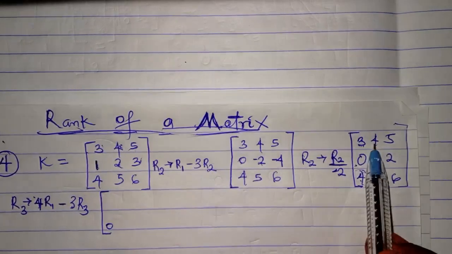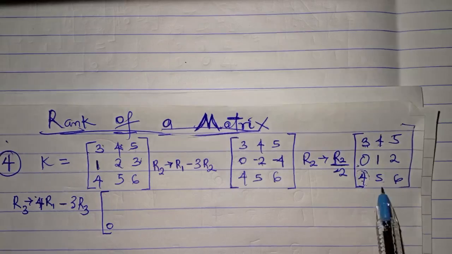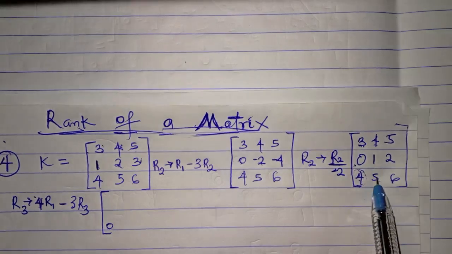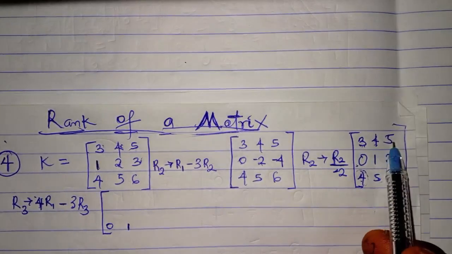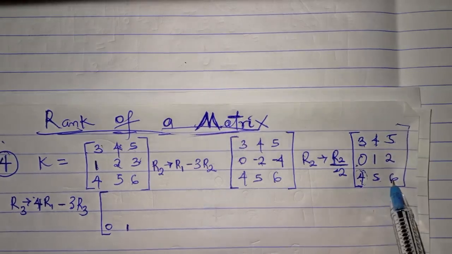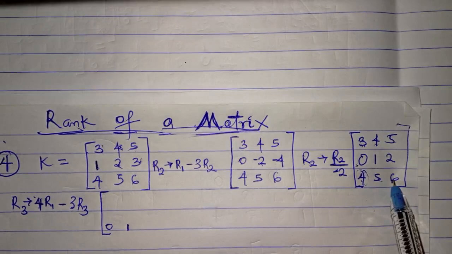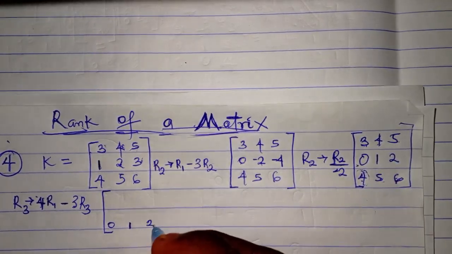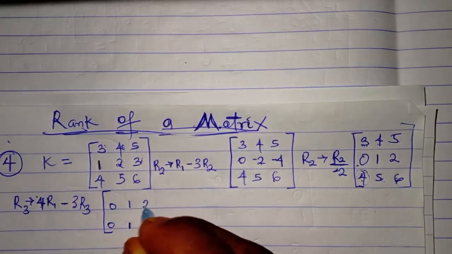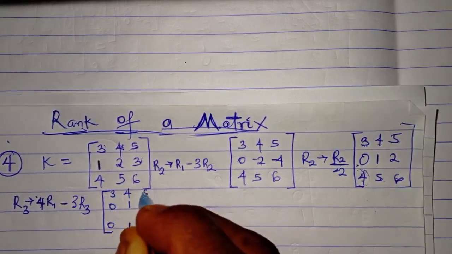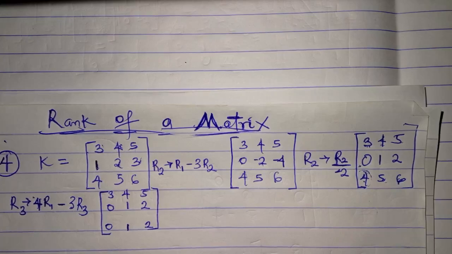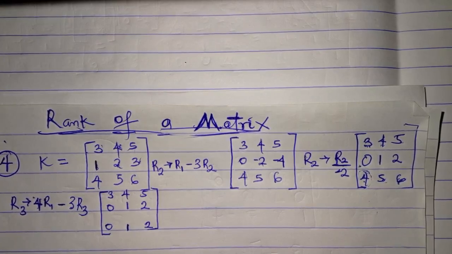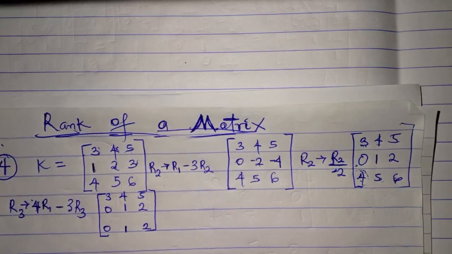Multiply this by 4, 16. Multiply this by 3, 15. 16 minus 15 is 1. Multiply this by 4, 20. By 3, 18. 20 minus 18 is 2. So here's this 0, 1, 2. Here's 3, 4, 5. And you see what's happening here? Some rows are exactly the same. So that tells me that the rank is 2.